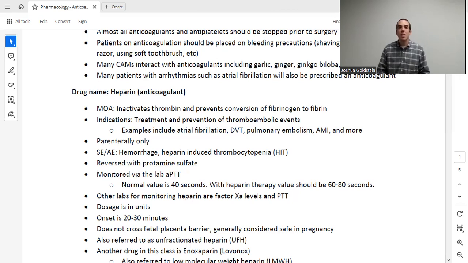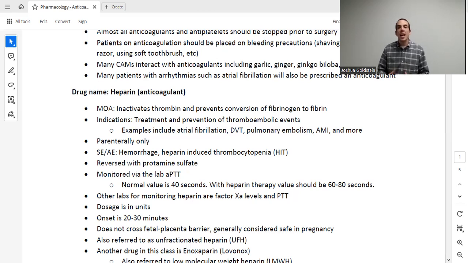This medication is IV only, or I'm sorry, parenterally only, so it's not available PO. Adverse effects is hemorrhage. Obviously, almost everything in this lecture has an adverse effect of hemorrhage. This medication also has something called heparin-induced thrombocytopenia, which is where we do not have enough platelets. And if a patient develops that, we switch them to another medication, a different anticoagulant. This medication does have a reversal agent, as fortunately most of the drugs we're going to talk about do, and it is reversed with protamine sulfate.